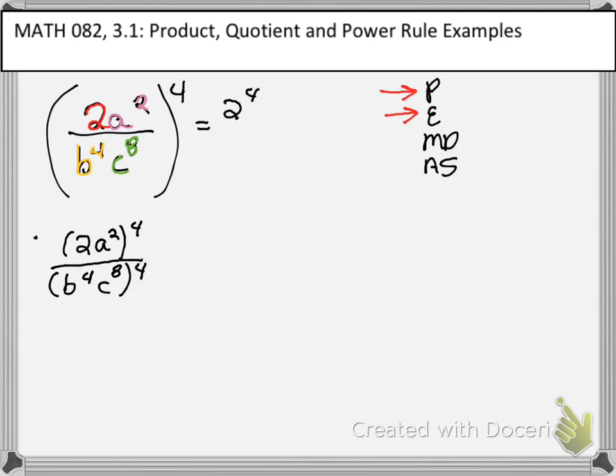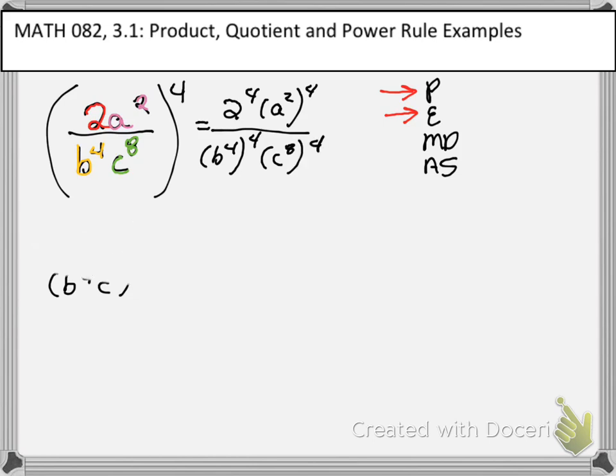So we're going to have 2 to the fourth power. We're going to have a squared to the fourth power. Down here, we're going to have b to the fourth, then also raised to the fourth power. And then we're going to have c to the eighth, also raised to the fourth power. So again, everything in the numerator and the denominator is getting raised to the fourth power. So let's see if we can simplify this.